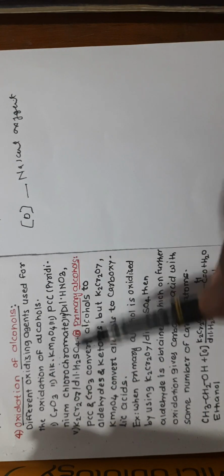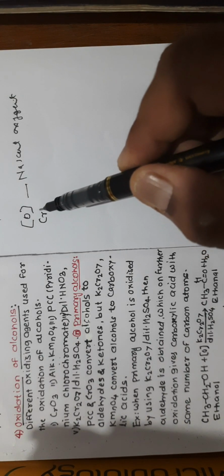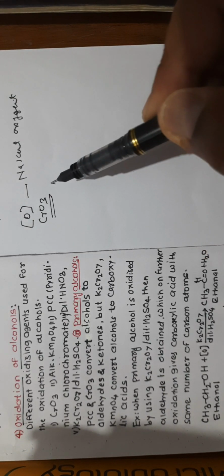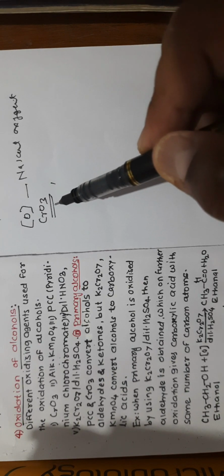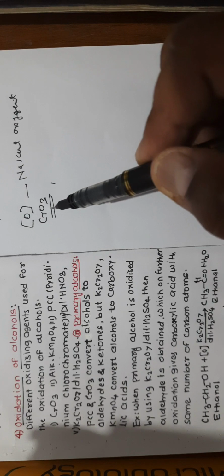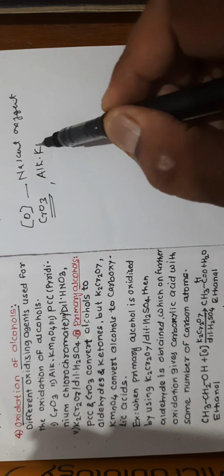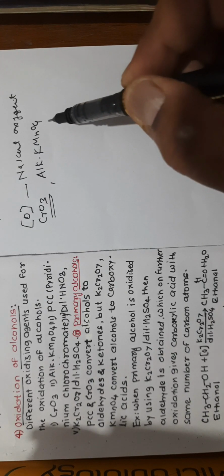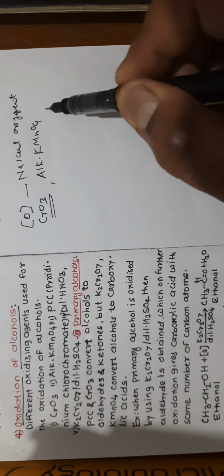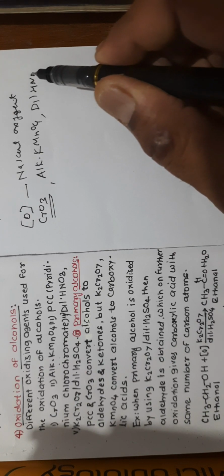There are so many oxidizing agents, but they have peculiar characters. Here chromic acid, that is CrO3, is one of the important oxidizing agents. It is a strong oxidizing agent. Another oxidizing agent is alkaline KMnO4, alkaline potassium permanganate. Then dilute HNO3 also.